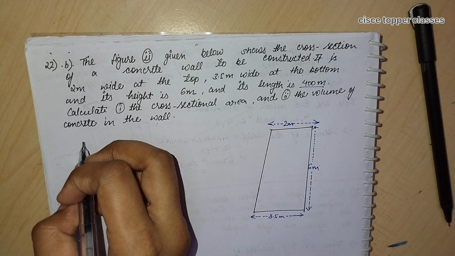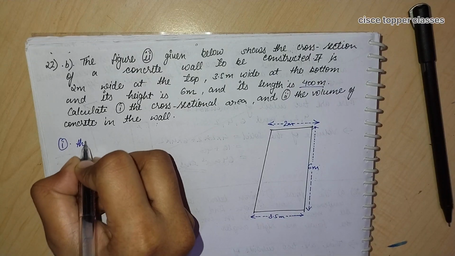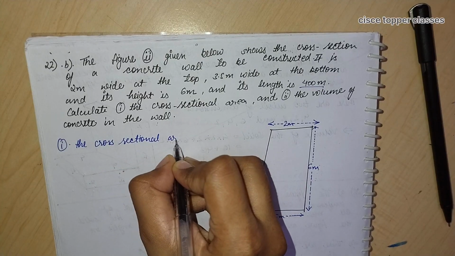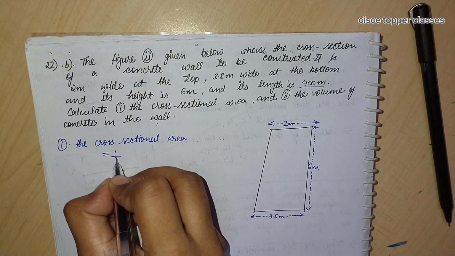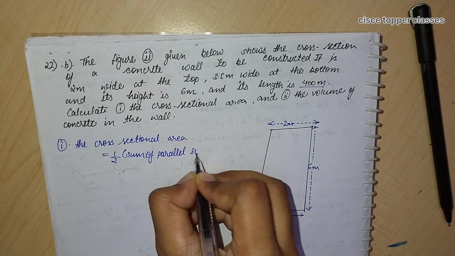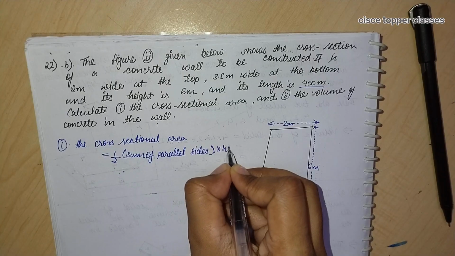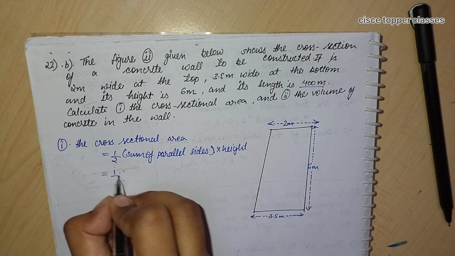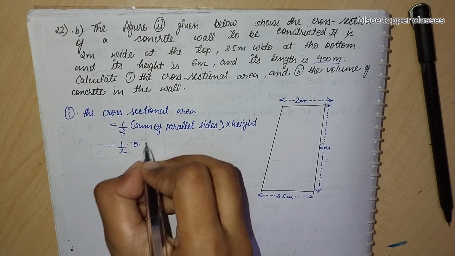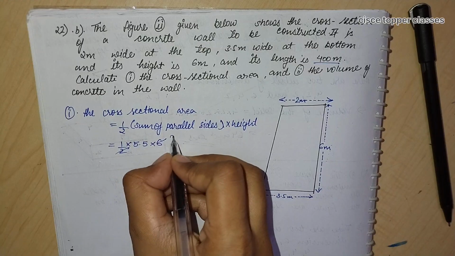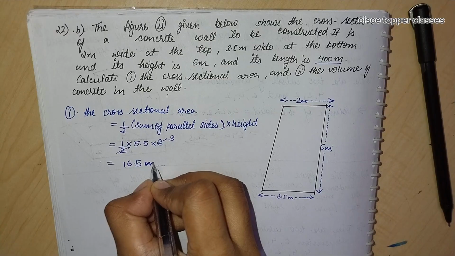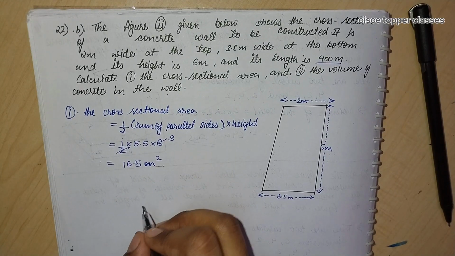So here, for finding the cross sectional area we can use the formula of trapezium, because it is a trapezium given to us. So half sum of parallel sides into height. So if we calculate it, we can write it half. Sum of parallel sides will be 5.5. 5.5 into 6. So this will be 3, and 16.5 meter square will come as the cross sectional area.